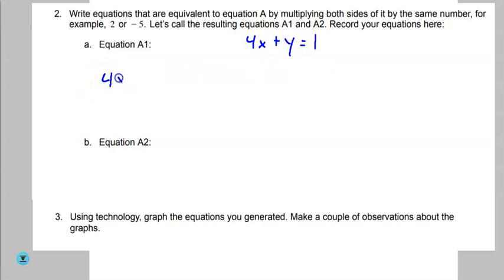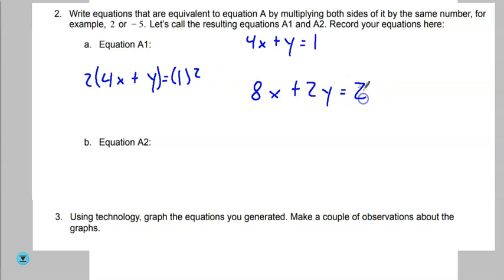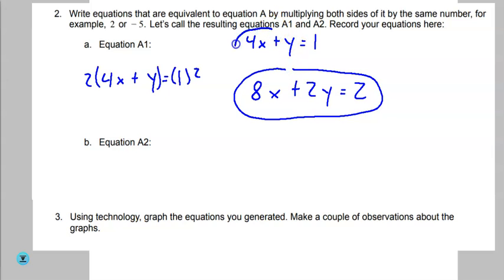So if you have 4x plus y equals 1, you're going to multiply both sides by 2. Don't multiply different numbers on both sides. That would not be equal. But you can multiply the same number on both sides. So you can distribute the 2. That would be 8x plus 2y equals 2 times 1, which is 2. So this equation is equivalent to that original equation.